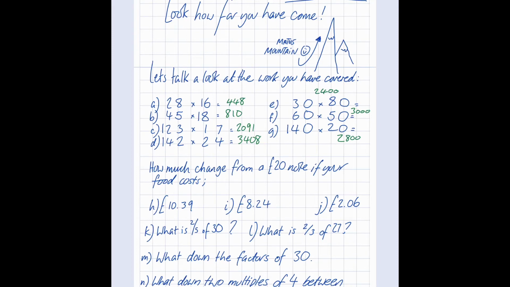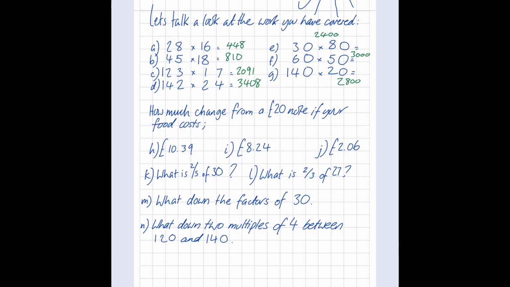So I'm going to do these in my head now, so you have to bear with me. How much change from a £20 note? If it costs £10.39, I would add on, to get to £20, £9.61. So that's your change there. That's a little decimal there. Next one would be £11.76 change. Hopefully these are right.